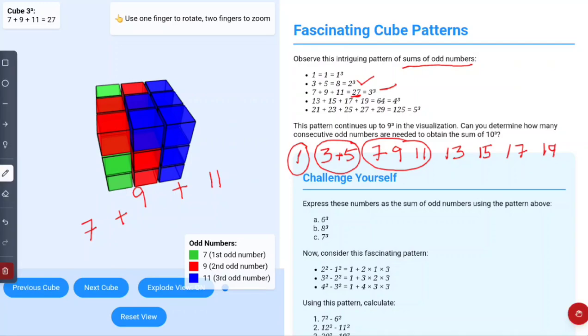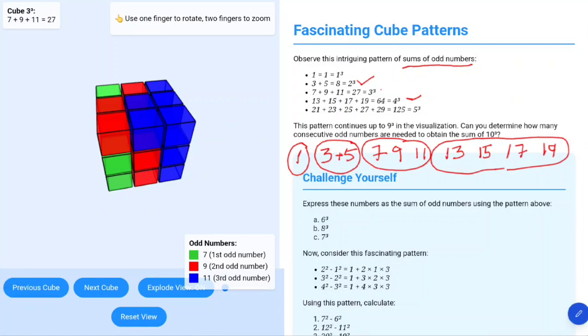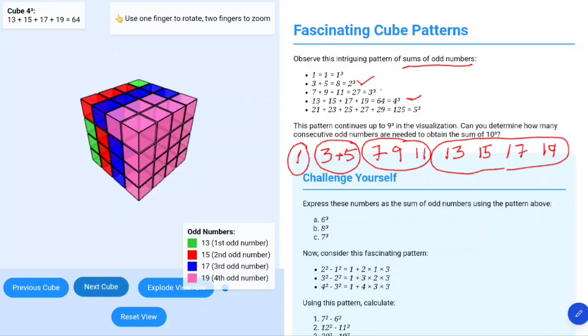Let me clear out some of these writings. Now, similarly, if the pattern goes forward, we are going to be taking the next 4 odd numbers, the sum of the next 4 odd numbers, that is 13, 15, 17, and 19. Together, they're going to be forming 64, which is the cube of 4. Isn't this a really interesting pattern? Now, let us go on to our 3D model and try to understand it even in a better way.